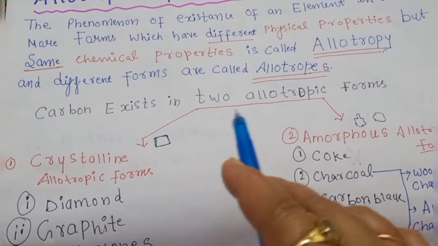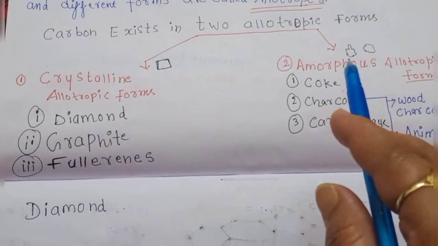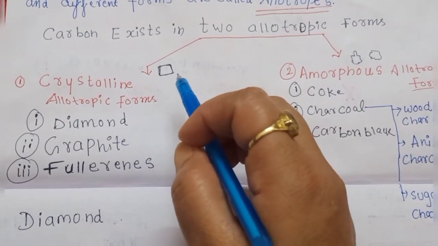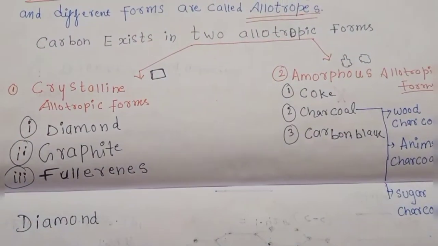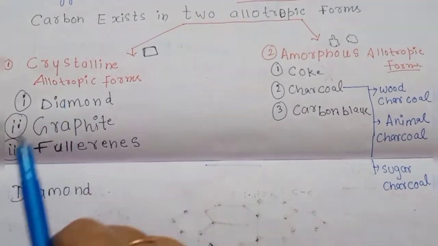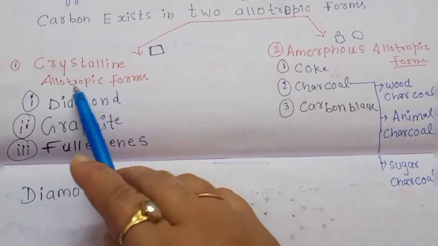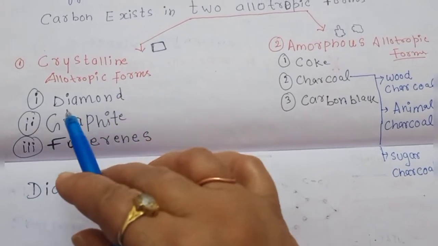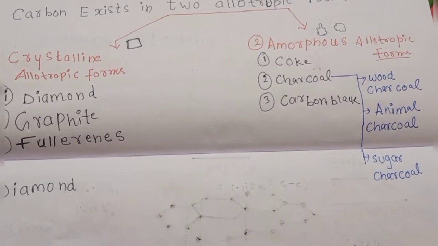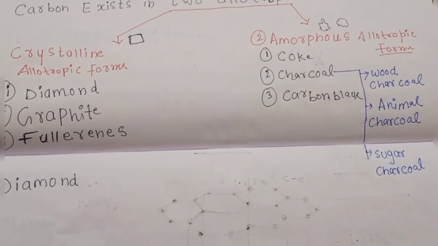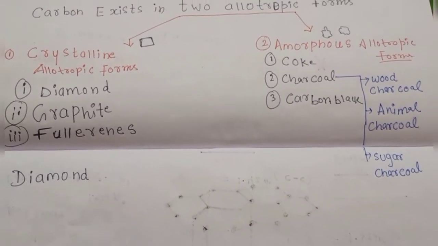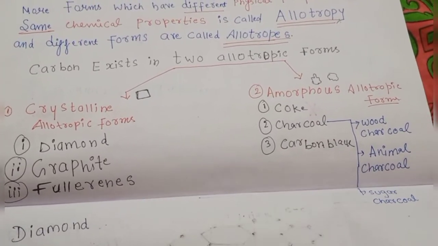Carbon exists in 2 allotropic forms, that is crystalline as well as amorphous. Crystalline means there is a regular arrangement of the atoms and units. Amorphous, like whenever you see any stone, you see irregular size. Amorphous means irregularity, while crystalline means it will have a definite shape. The important crystalline allotropes of carbon are diamond, graphite and fullerenes, and the amorphous allotropic forms are coke, charcoal and carbon black. Charcoal can again be classified as wood charcoal, animal charcoal or sugar charcoal. These are the 2 important classifications of allotropes of carbon.